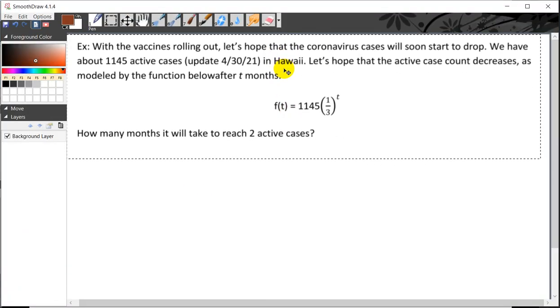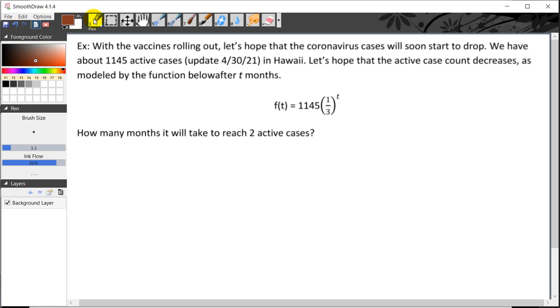Okay, so with the vaccines rolling out, let's hope that the coronavirus cases will soon start to drop. This was taken as of 2 days ago. We have about 1,145 active cases in Hawaii. So we'll say that's what we started with. That's what we have now. Let's hope that the active case count decreases as modeled by the function below after so many months.